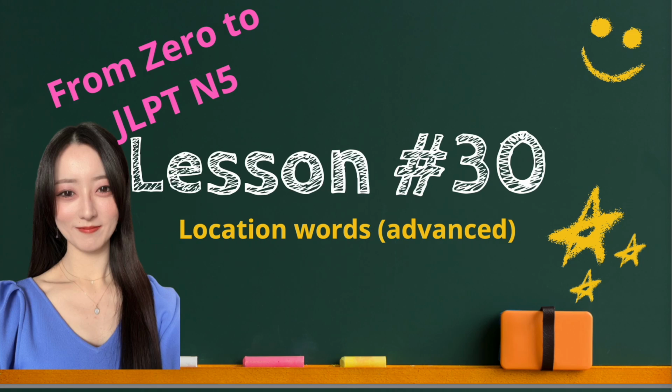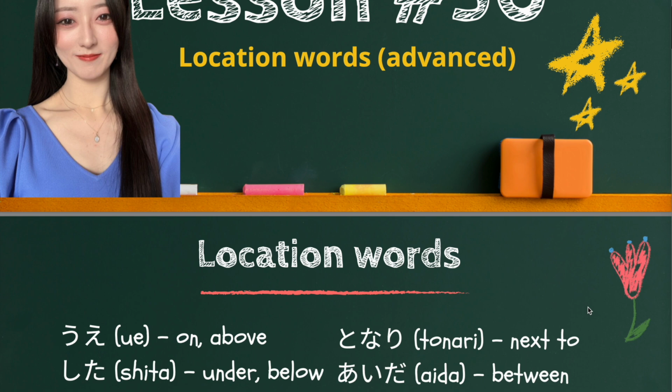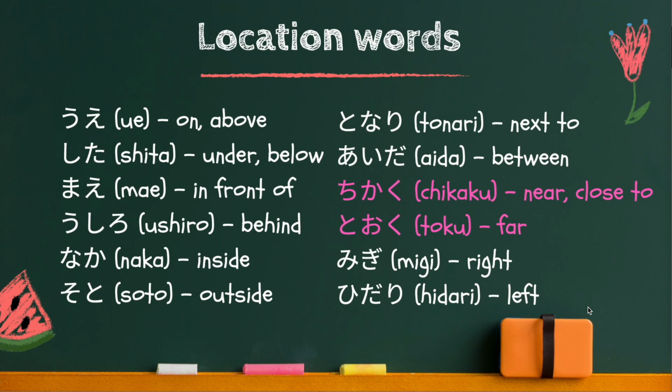From 0 to JLPT N5, this is lesson 30. So today we will continue talking about the location words. In the last lesson, I introduced to you these location words.